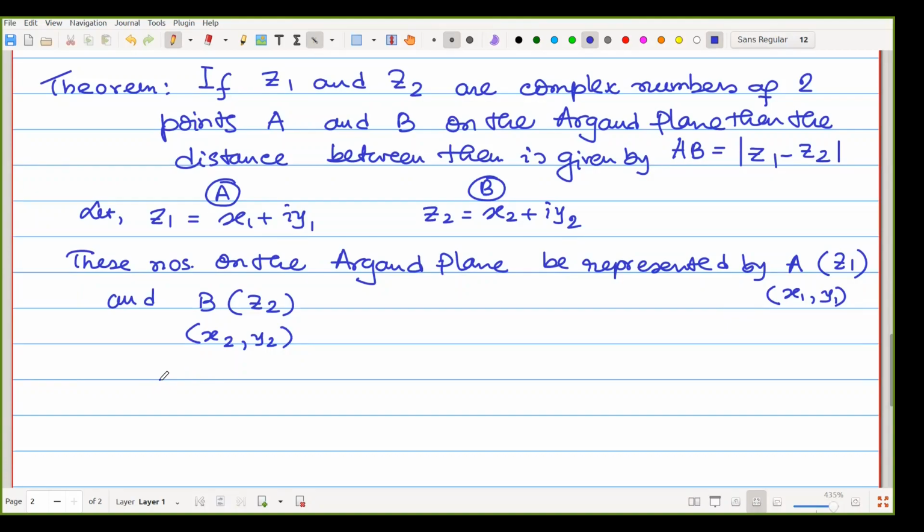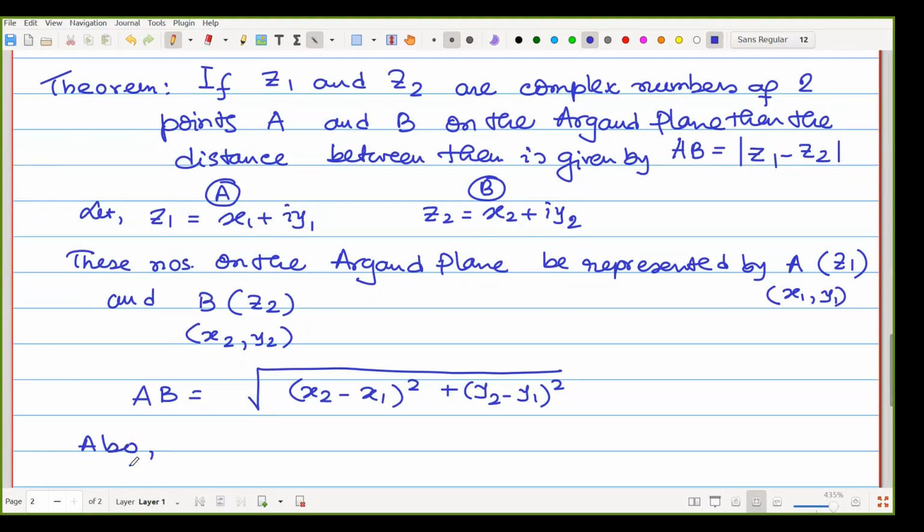So how to find out the normal distance between 2 points? If the points are (x1, y1) and (x2, y2), we can write AB as the square root of (x2 minus x1) whole square plus (y2 minus y1) whole square. That is the normal distance between 2 points.